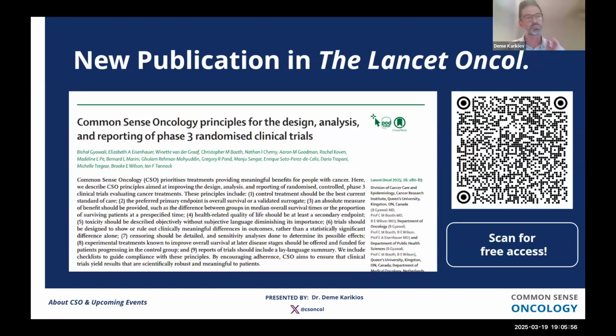Just to spruik our most recent paper. So this is available free. Again, the QR code there for you. Really important paper written by some of the most amazing people in Common Sense Oncology who've really been driving this initiative, but a paper on the principles of design, analysis, and reporting of phase 3 randomized clinical trials. So really a checklist of what we think is the most important parts of designing a phase 3 randomized trial for cancer medicines and treatments.